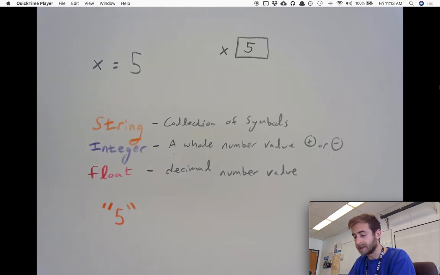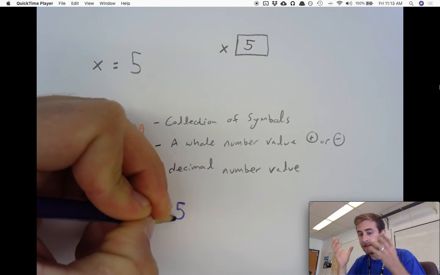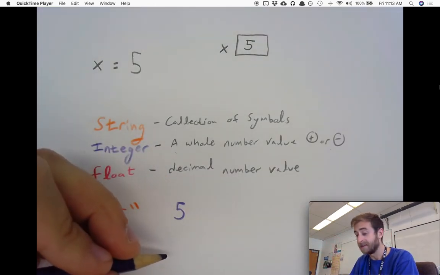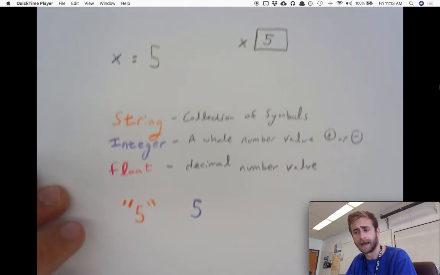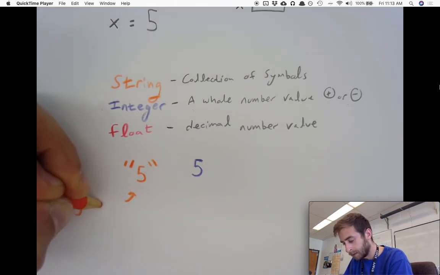If I was going to store it as an integer, well, that is the number 5. It is actually the value 5. It's not in quotes. It literally means 5 different things, right? So maybe I'll even write this out. Where I'm going to say, like, just the symbol.